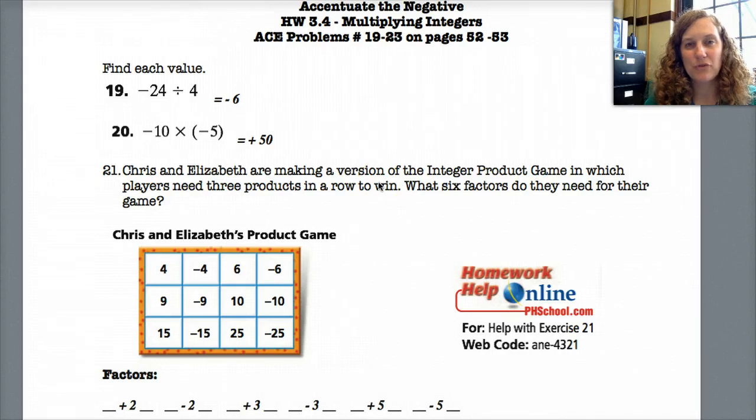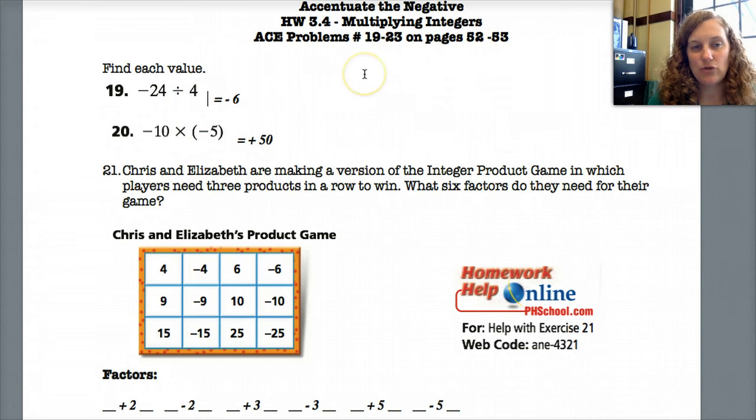Hello, welcome to the review for homework 3.4, multiplying integers, ACE problems 19 to 23 on pages 52 and 53. Today in class we played the integer product game, which just gave us more practice multiplying positive and negative numbers, with the goal being to get 4 in a row on a board. We played with partners and it helped us practice our multiplication rules.